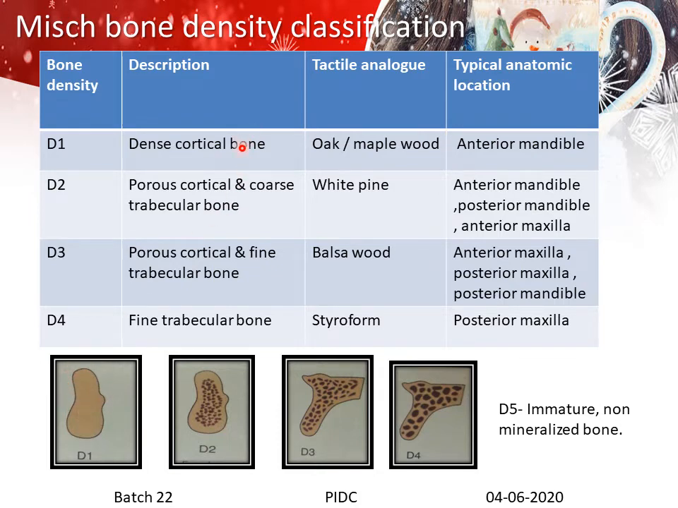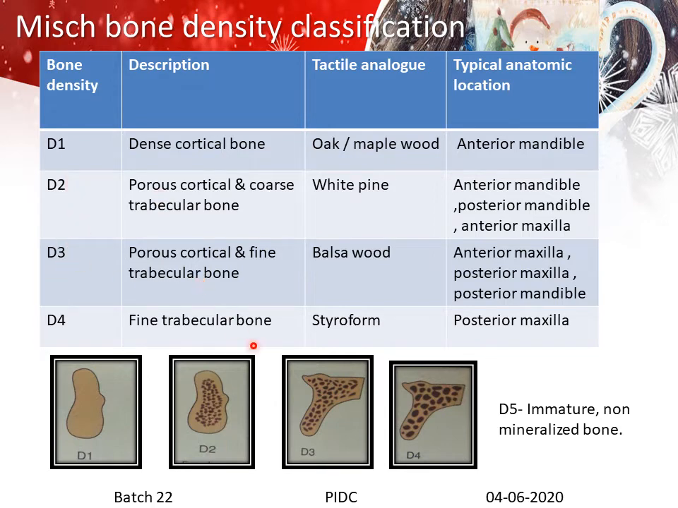So it is just similar to that of your oak or a maple wood, and this is mainly present in the anterior mandible region. D2 is going to be a kind of porous cortical bone with a coarse trabecular bone inside. So in this case, it is going to be present in your anterior mandible, posterior mandible, and your anterior maxilla. So all these areas do have D2 type of bone.